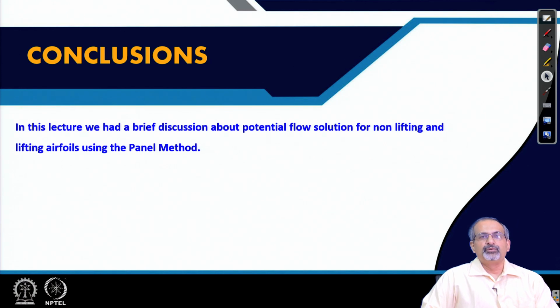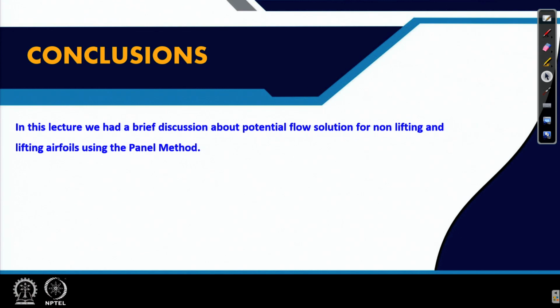So, let us conclude. In this lecture, we had a brief discussion about potential flow solution for non-lifting and lifting airfoils using the panel method, and we saw in a very simple framework how we can follow the different steps of a general CFD process to solve for potential flow past an airfoil, which could be both a lifting or a non-lifting one. Thank you.